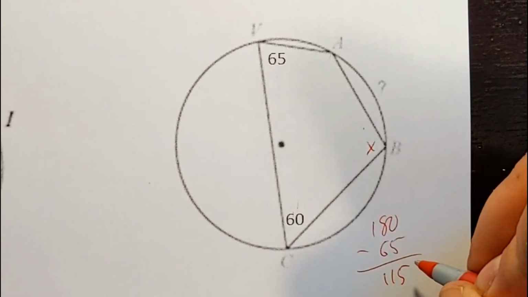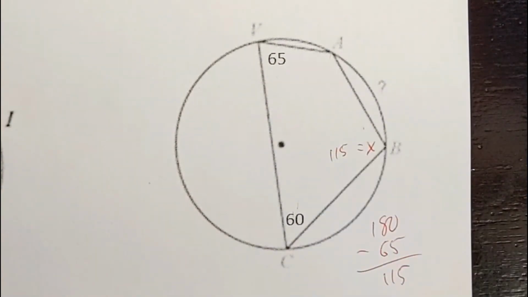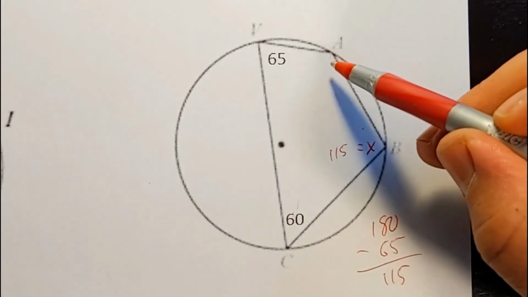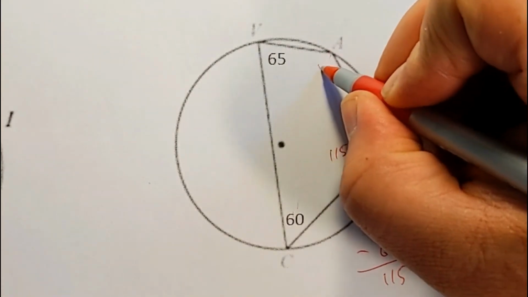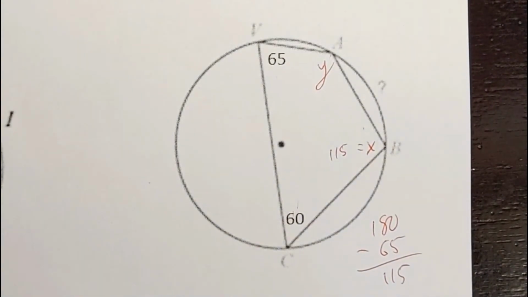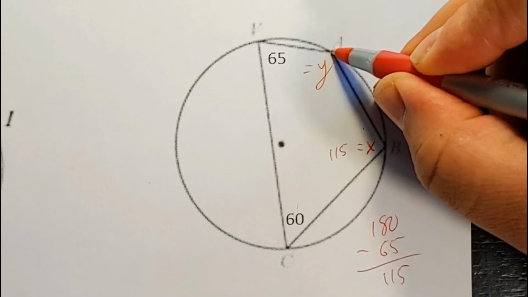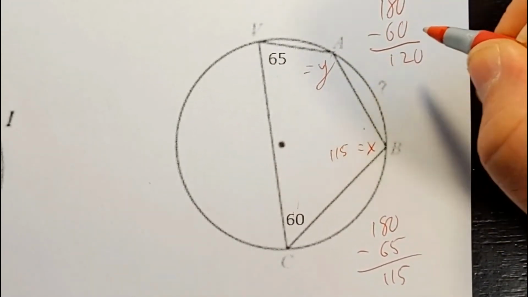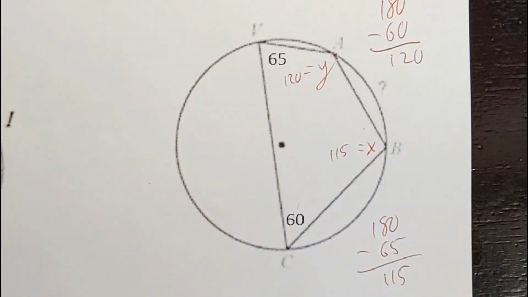And you get 115. So this one would be 115. Let's try the other one. I gave you angle C was 60. Try to find angle A now. So if you tried to find angle A, I'm going to call that Y for being the second thing. So you would go for angle A, 180 minus 60. That means the angle A right here would be 120 degrees.